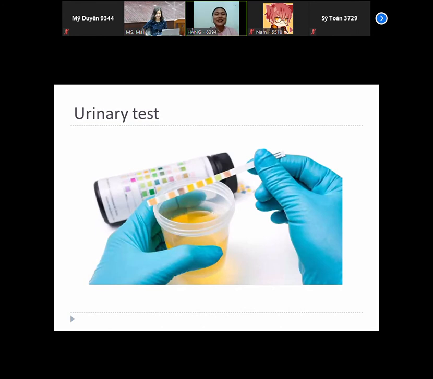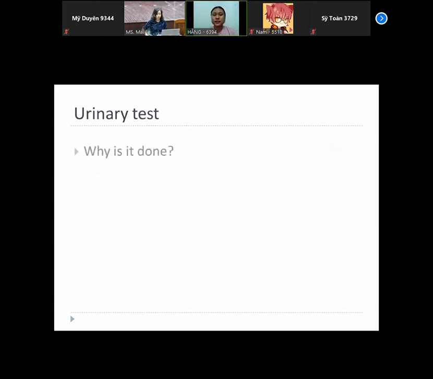Urinalysis is a common test that is done for several reasons. The first reason is to check your overall health. The next reason is to diagnose a medical condition. A urinalysis may help diagnose the cause of symptoms that you are experiencing, like pain or blood in your urine.